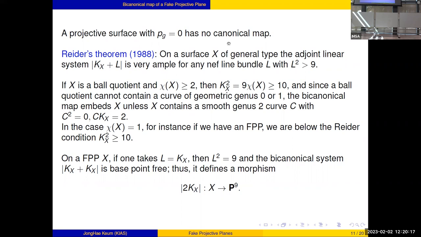And in the case chi of X equal to 1, for instance, when we have a fake projective plane, we are below Reider's condition. So suppose you take a fake projective plane X, one can take L equal to KX, then L square is 9, and the bicanonical system is base point free by Reider's theorem. So base point free is okay, and it defines a morphism. The linear system has dimension 9, so it embeds into P9.